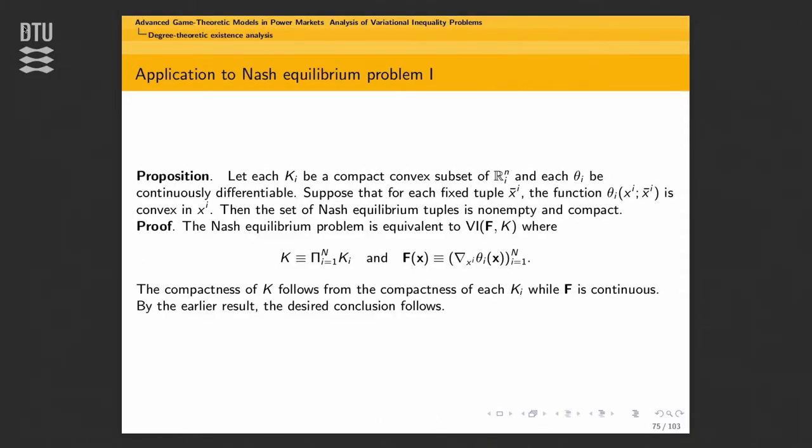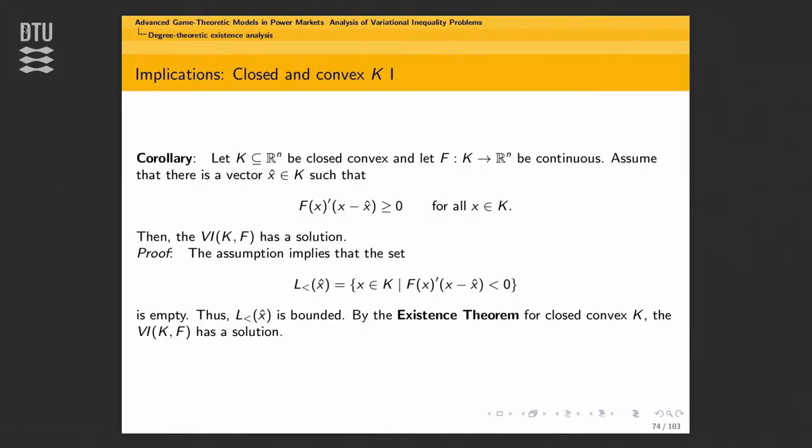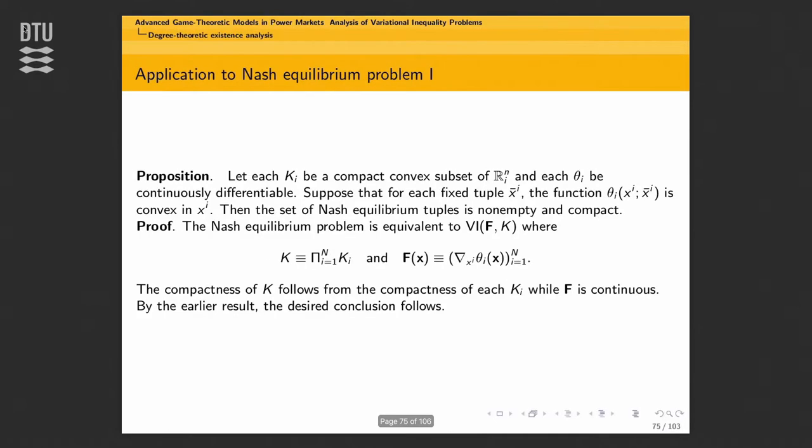Now let's go back to Nash equilibrium problems. Say whether there is an infinite number of solutions? No, I'll talk about uniqueness later. So now, again, if K_i is a compact convex subset, each theta_i is continuously differentiable, and theta_i(x_i, x_minus_i) is convex, so you need convexity and continuously differentiable payoff functions, then the set of Nash equilibria is non-empty and compact.